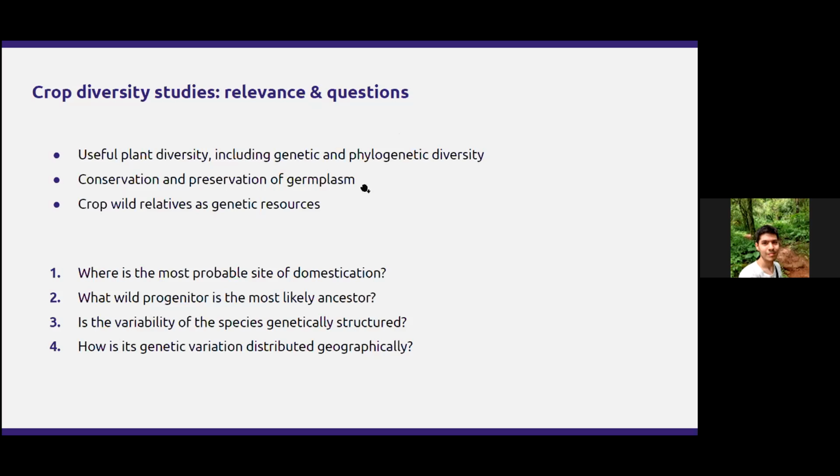In that context, the knowledge of the origin and diversification of crops is of interest from an evolutionary as well as an applied point of view, where different questions must be considered. For example, these 4 questions. Number 1, where is the most probable site or sites of domestication? 2, what wild progenitor is the most likely ancestor? 3, is the variability of the species genetically structured? And to finish, how is its genetic variation distributed geographically?